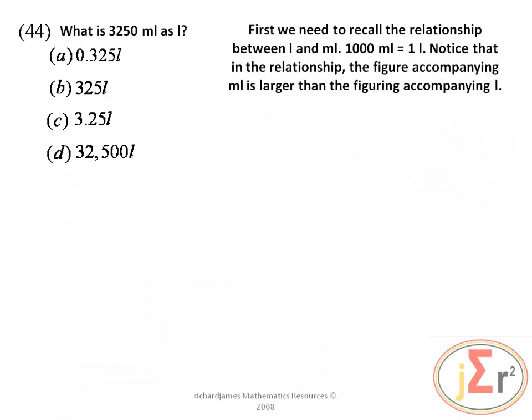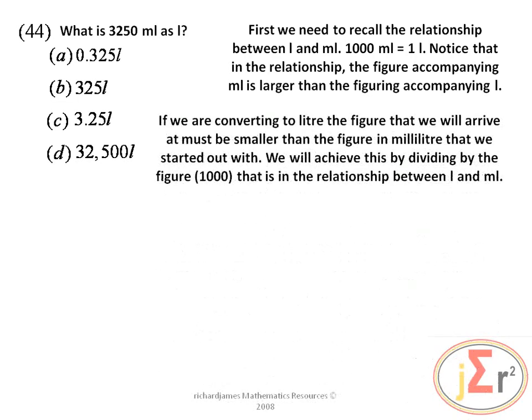First, we need to recall the relationship between liter and milliliter. Here we have it. 1000 milliliter is equal to 1 liter. Notice that in the relationship, the figure accompanying milliliter is larger than the figure accompanying liter. If we are converting to liter, the figure that we will arrive at must be smaller than the figure in milliliter that we have started out with.